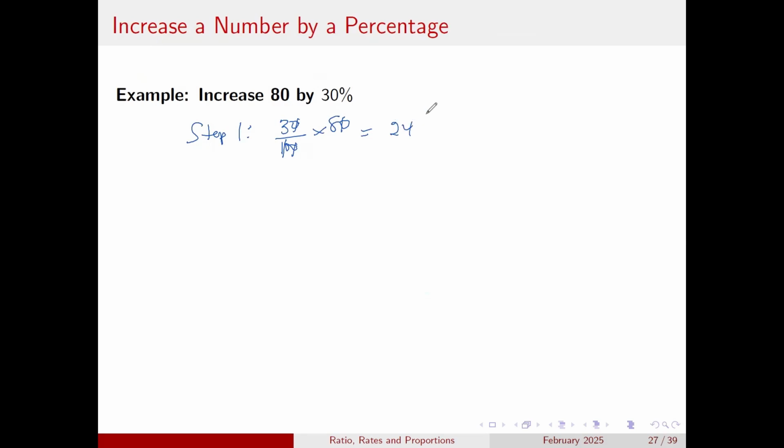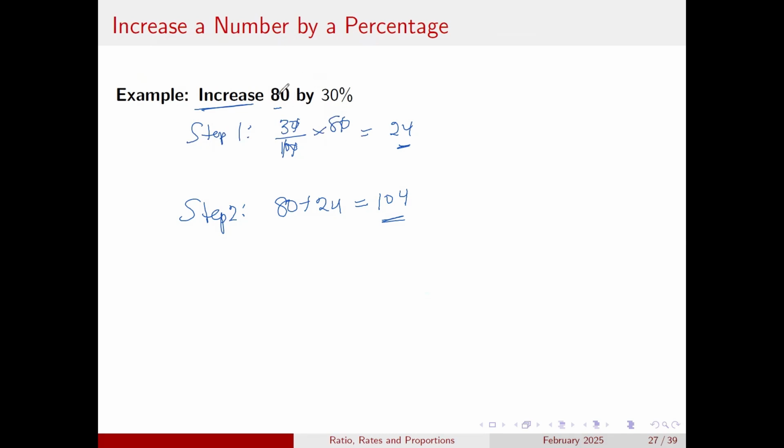All right. So to say that I'm increasing 80 by 30% is the same as saying that I'm increasing 80 by 24, because 30% of 80 is 24. Therefore, the second step is add 24 to the 80, and that's giving us 104. Therefore, when you increase 80 by 30%, you are getting 104. Take note, the word here says increase. So you expect that your final value should be more than 80. And it should be more than 80 by what percentage?